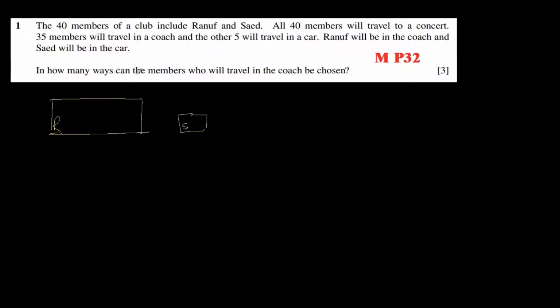Now they're saying in how many ways can the members who will travel in coach be chosen? Chosen means we'll use C, right? Combination. So out of how many we have to choose now? It is certain that Ranov is in coach and Said is in car. That means 38 people are left. From those 38 people, we have to choose remaining 34 because Ranov is already here. So we need 34 more people because total 35 people can come in the coach. So we will choose 34. And that's what it will be, 73,815. That's straightforward. 3 marks for this.